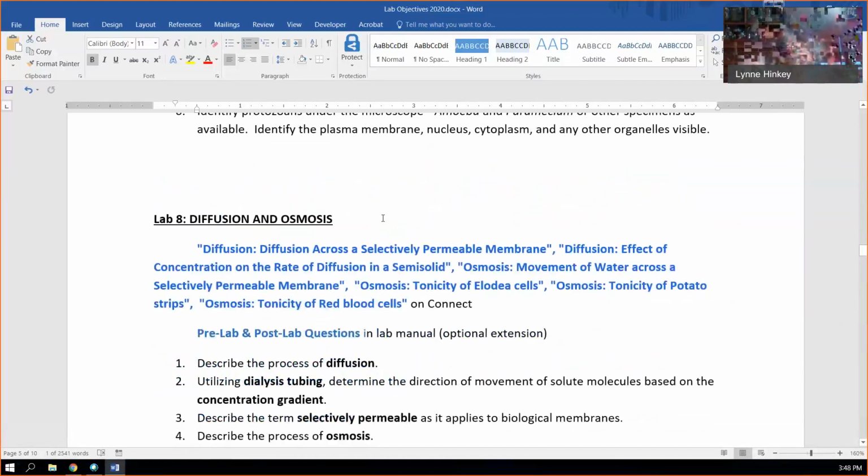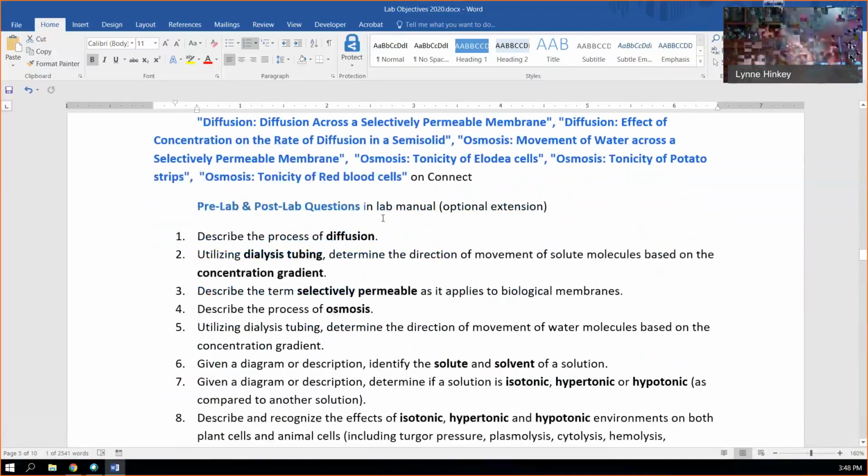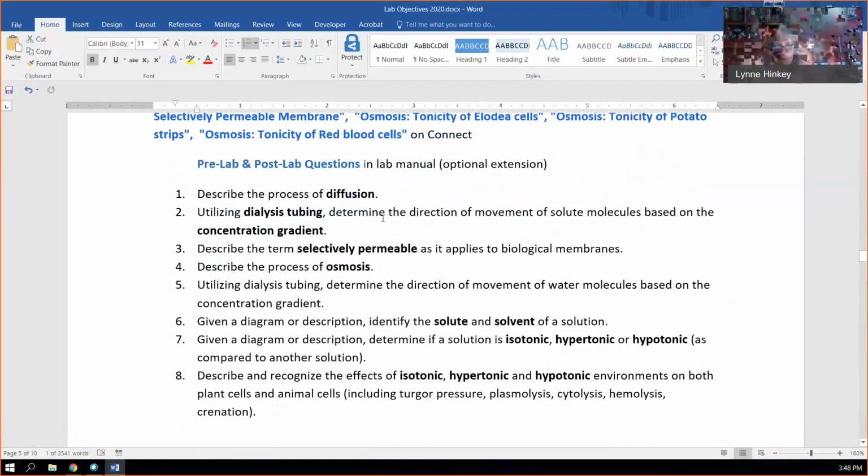So diffusion and osmosis. Diffusion is the movement of any molecule from high concentration to low concentration.